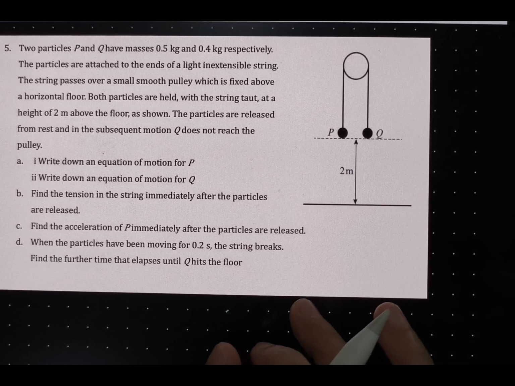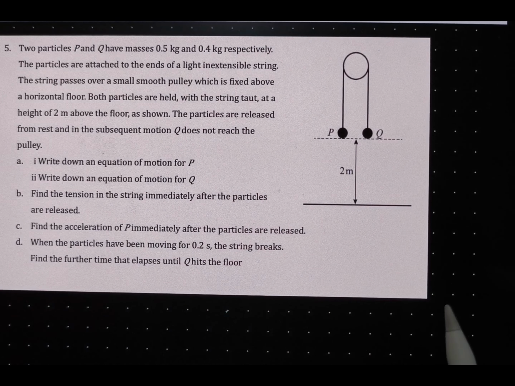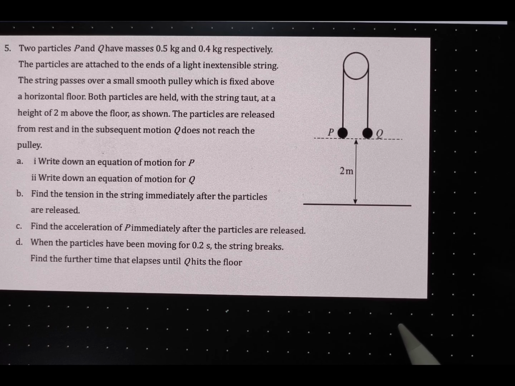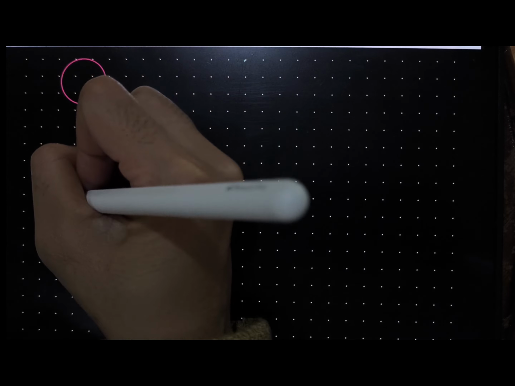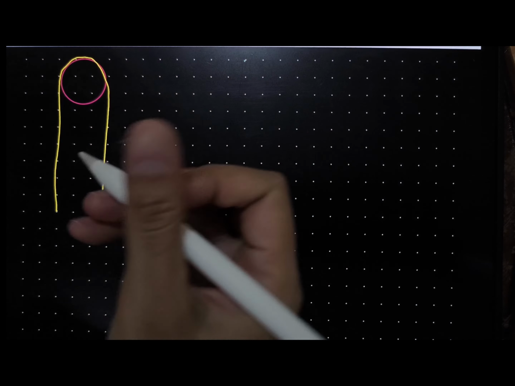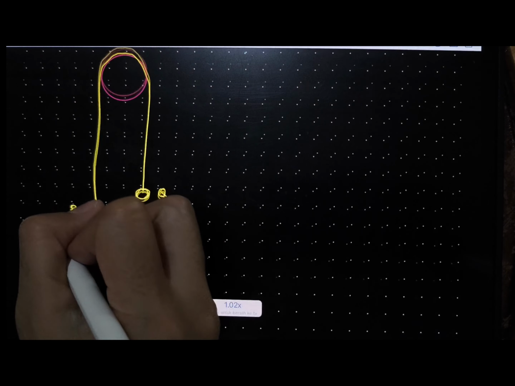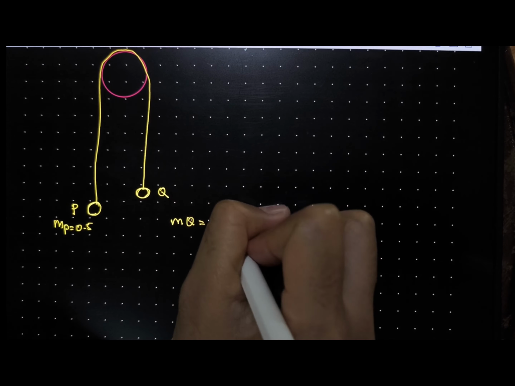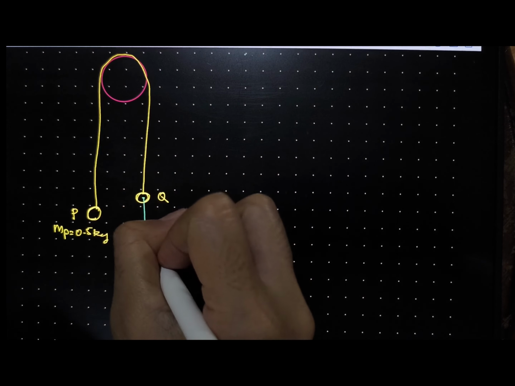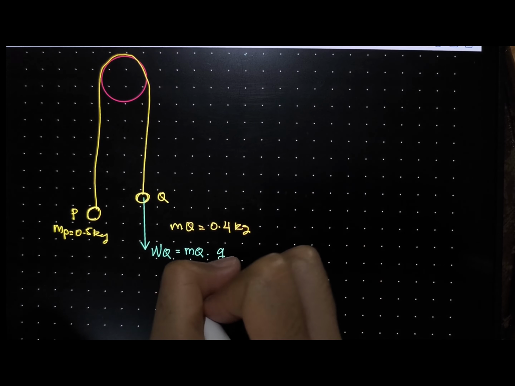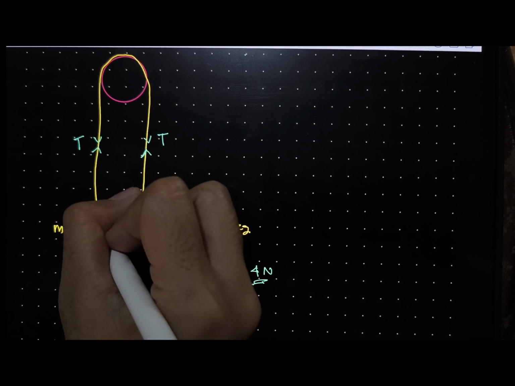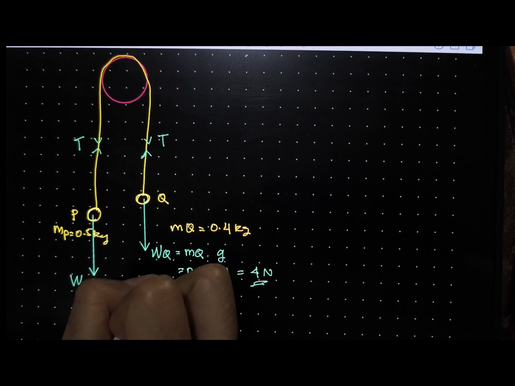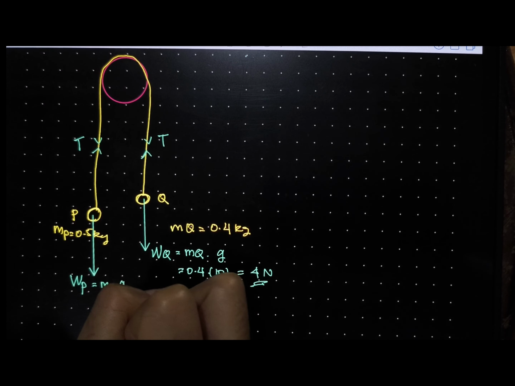Question 5. Let's read the question first and then let's draw the force diagram for the particles. This will make it easier for us to identify the movement of both particles. There are two particles P and Q that are connected by a string, P 0.5 kg and Q 0.4 kg. Since both particles P and Q have mass, they each experience a weight force due to gravity. The particles also experience tension because they are connected by a string.